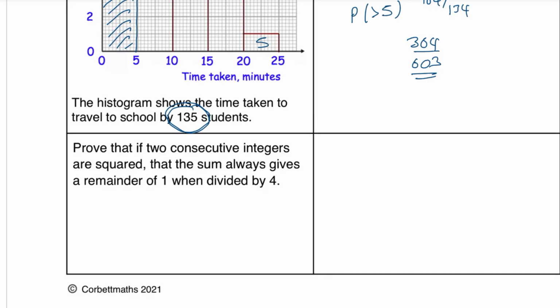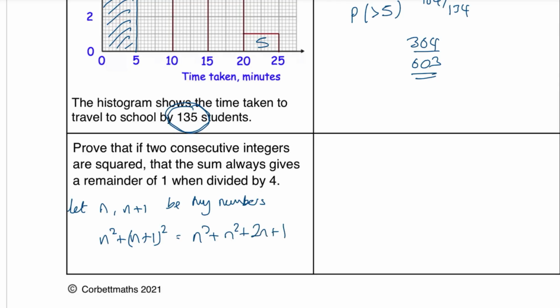So that's what it's saying. But I need to do that generically. I cannot just use numbers, because that doesn't prove, that just shows it works. So I'm going to let my numbers be n and n plus 1. And what I'm doing with those numbers is squaring and adding them. To be foolproof, I'd say let n and n plus 1 be my numbers, and technically you should say that n and n plus 1 are integers. Then n squared plus (n plus 1) squared is going to be n squared plus n squared plus 2n plus 1, which I can combine to give me 2n squared plus 2n plus 1.